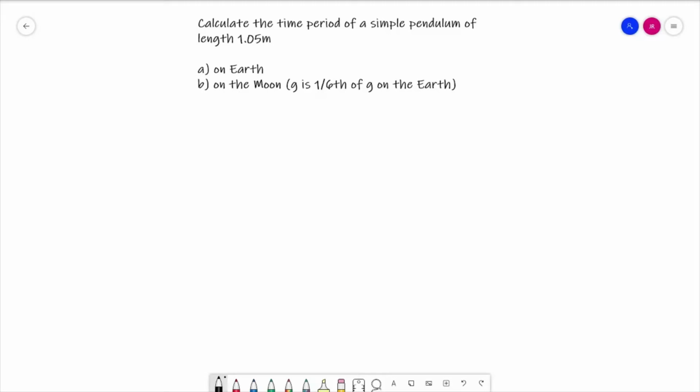So here then is your question for this video. Calculate the time period of a simple pendulum of length 1.05 metres, A on the Earth and B on the Moon. And as you can see there, I've told you that acceleration due to gravity on the Moon is 1/6 of the acceleration due to gravity on the Earth. So as usual, pause the video, go away and work out your answers. Once you've got those answers, come back and I'll go through the answers.